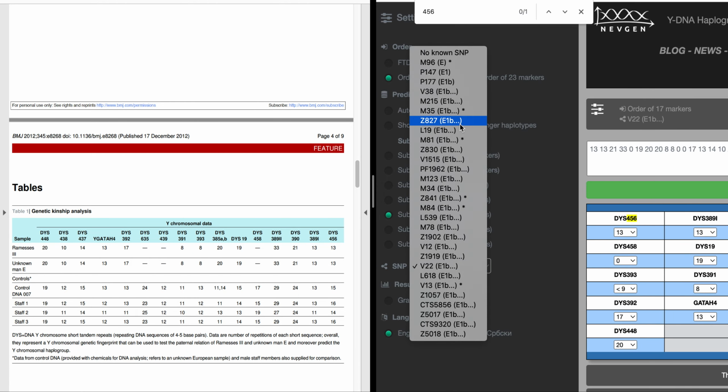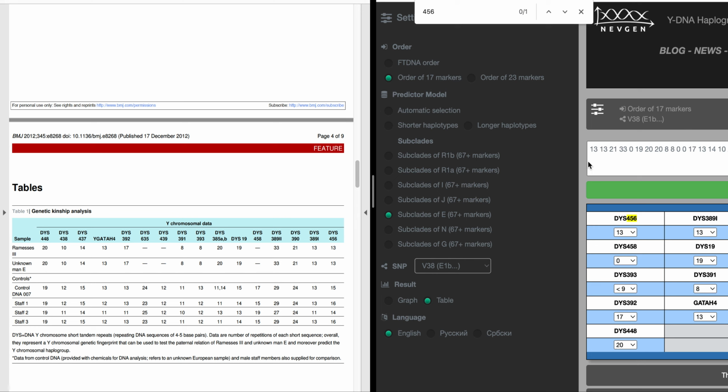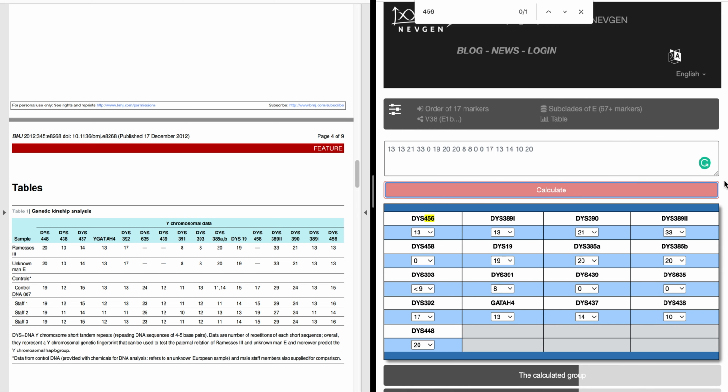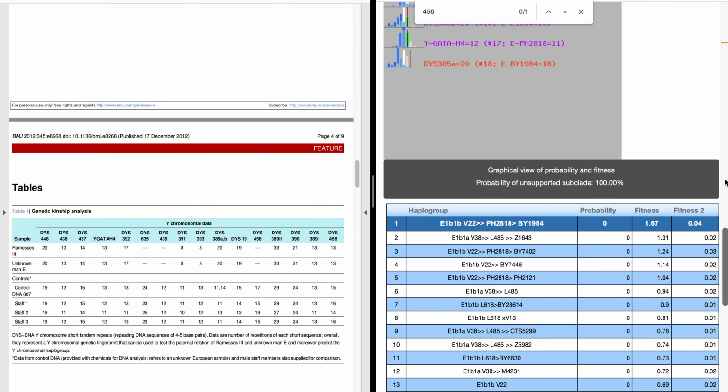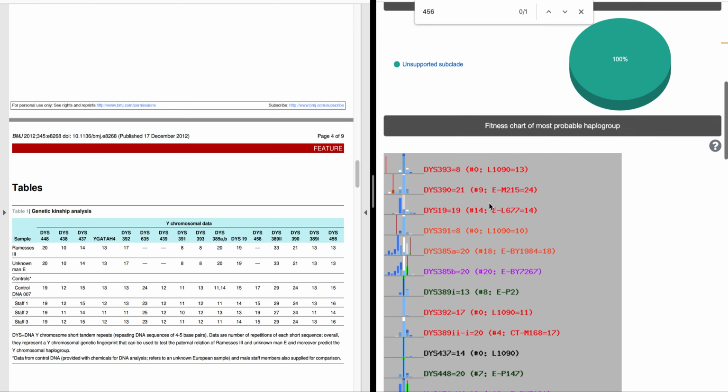Let's try the E1B1A as predicted by Athey's Haplogroup Predictor. Alright, so we still got E1B1B, V22. So we see it doesn't belong to E1B1A or E1B1B.